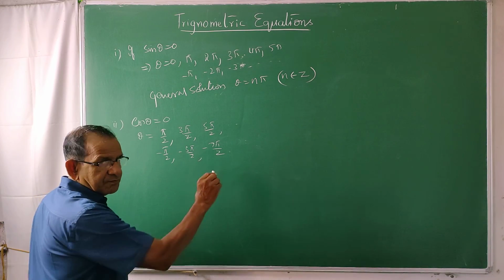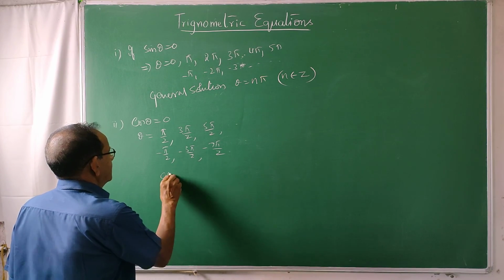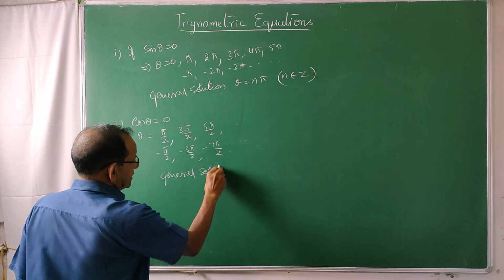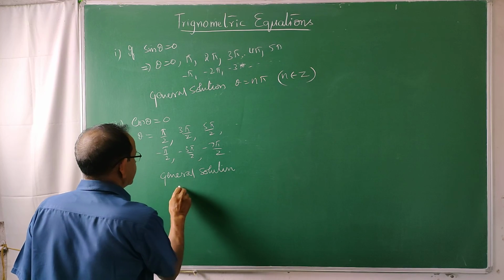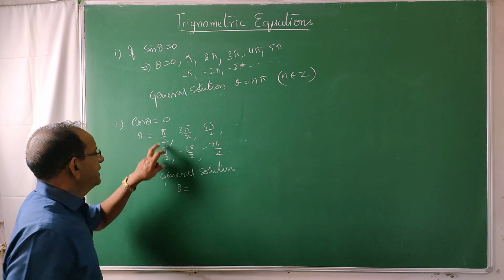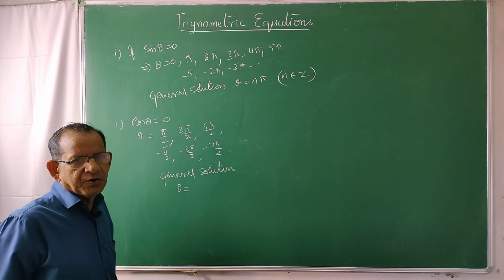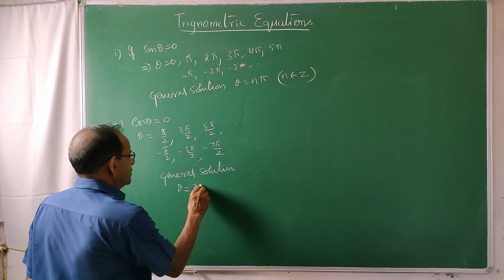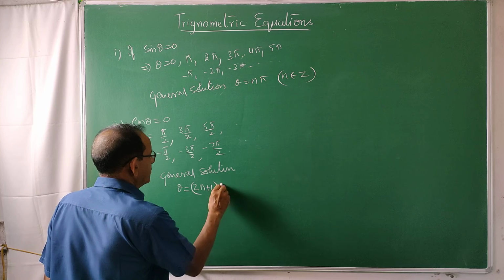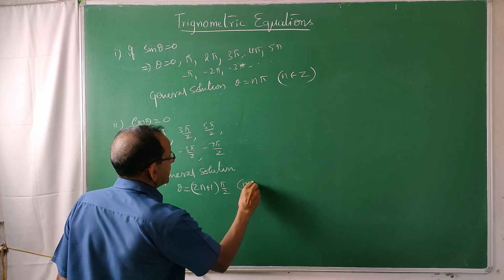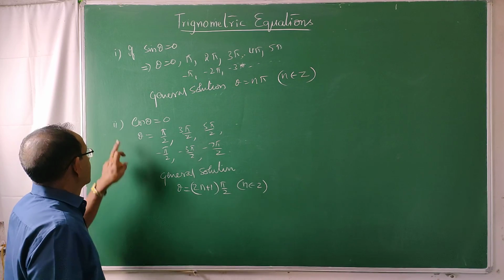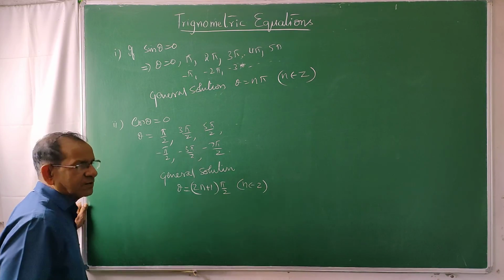Now, the general solution: theta is equal to any odd number into pi by 2. We use 2n plus 1 to represent an odd number. So 2n plus 1 into pi by 2. Here also n belongs to Z, n is any integer. Now after that, let us take tan theta is equal to 0.